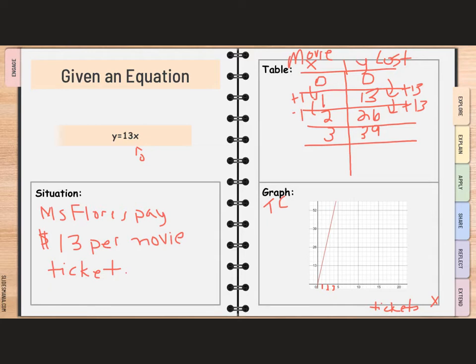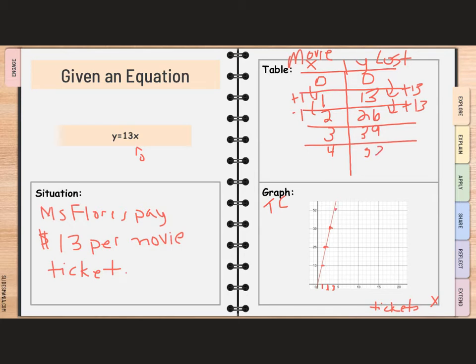So right here, I have 1 ticket, and 1 ticket is $13, okay? 2 tickets is actually $26. And 3 tickets is actually $39, and so forth. 4 tickets would be $52.